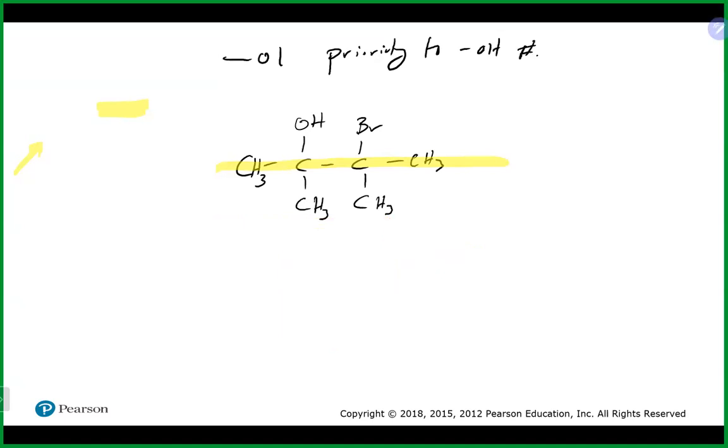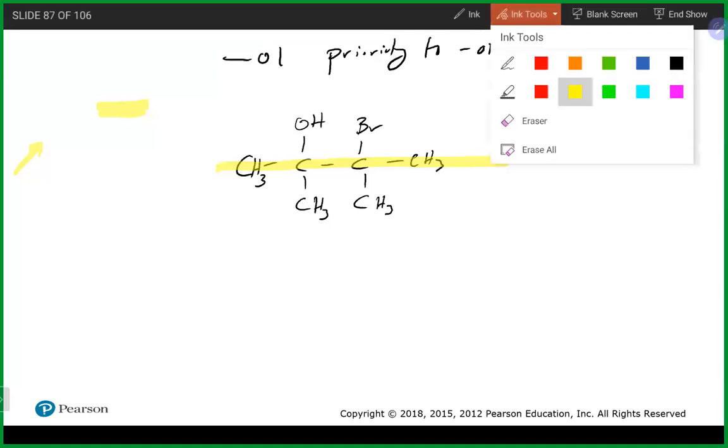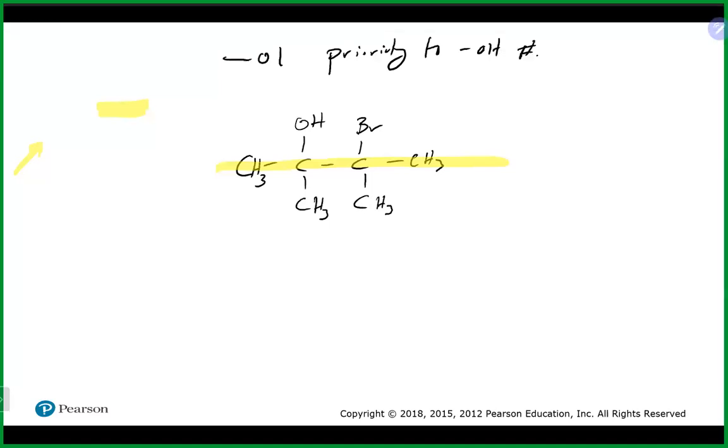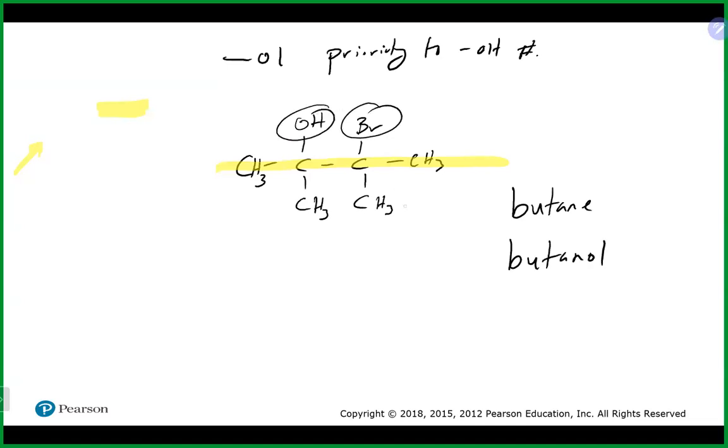So once again, 4 carbons is based off of butane. So it's going to be now butanol. We have an OH group, and we got a bunch of other guys hanging out there. So we want to number this. Should I go left to right or right to left here? Left to right will give the priority to the OH group, a smaller number, and that would be 2-butanol for the location of where that's at.